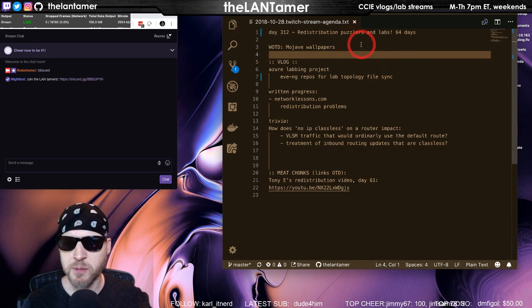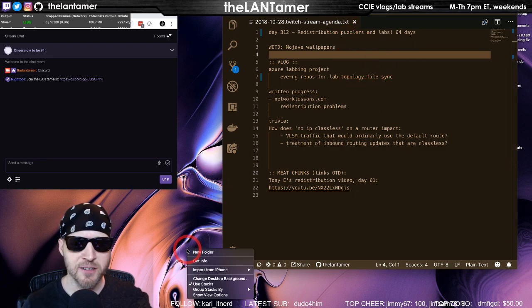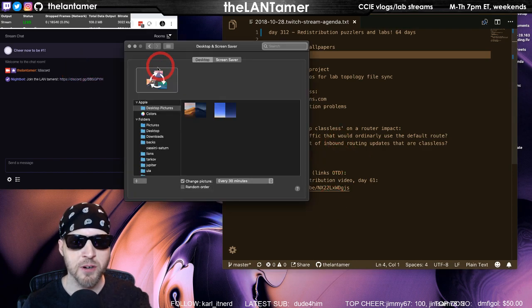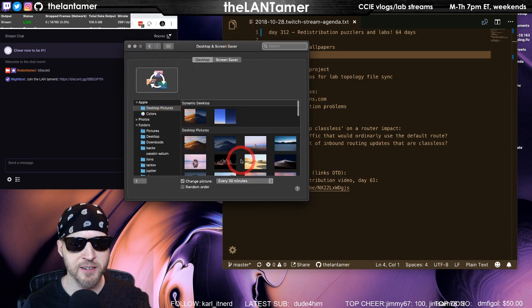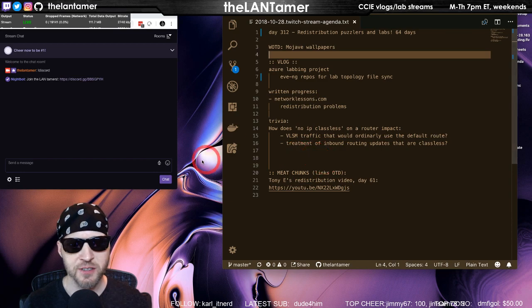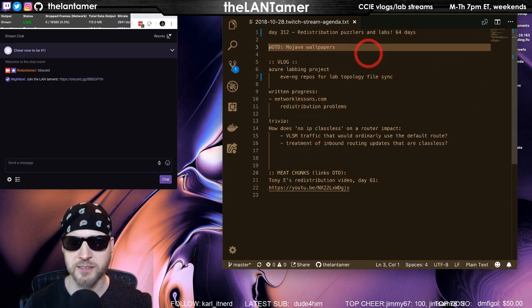Anyway, let's just talk about wallpapers of the day. I changed it. Pardon the beauty on the screen, folks, but I've basically got this rotating now. It's all these new wallpapers that came with Mojave. So they rotate every 30 seconds. No particular wallpaper other than that.